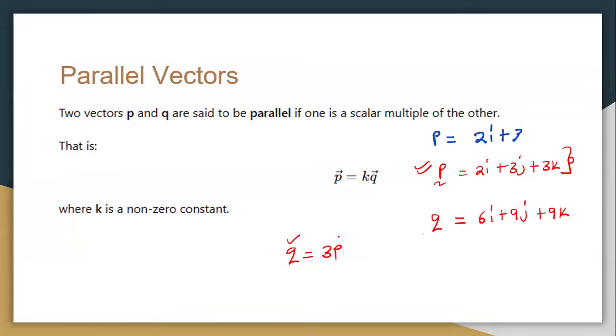Now these two vectors are called parallel because there is that particular value which when you multiply you get exactly the other vector. Sometimes it can be a fraction, or it can even be a negative. Yes, that is very possible. So that's what we call parallel vectors.